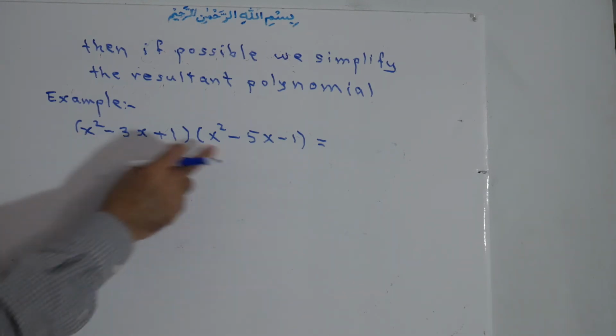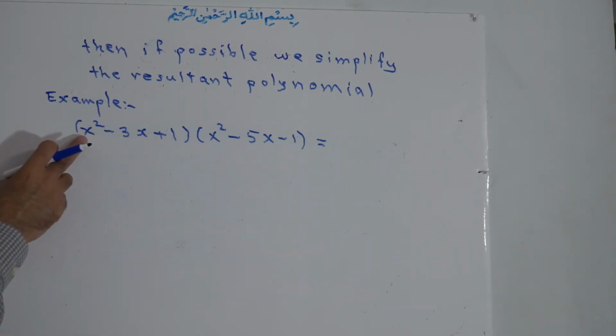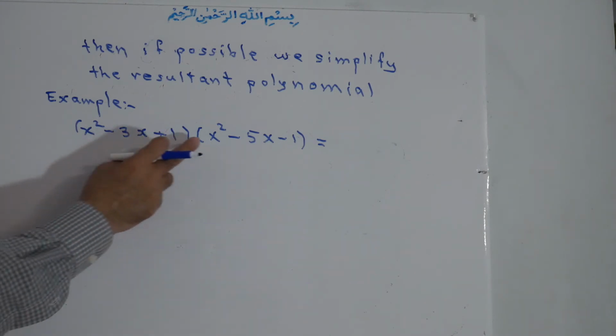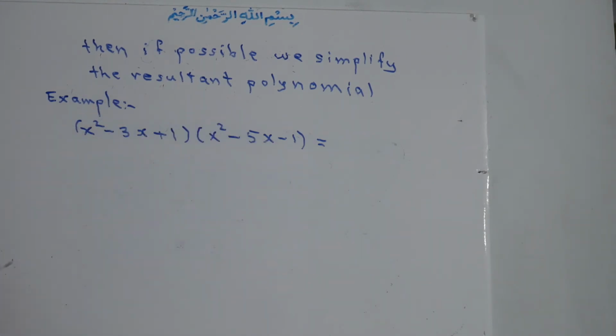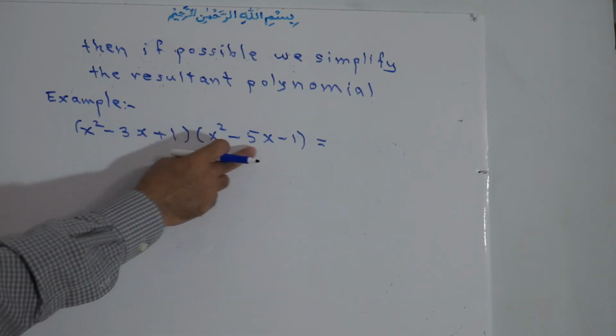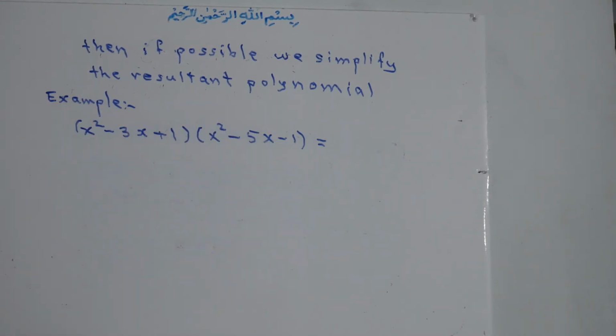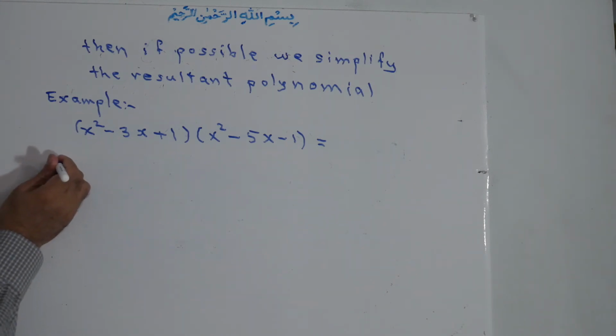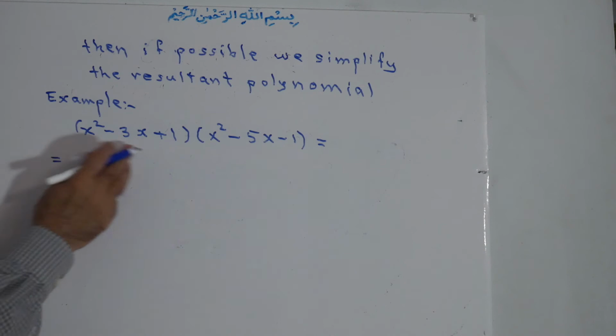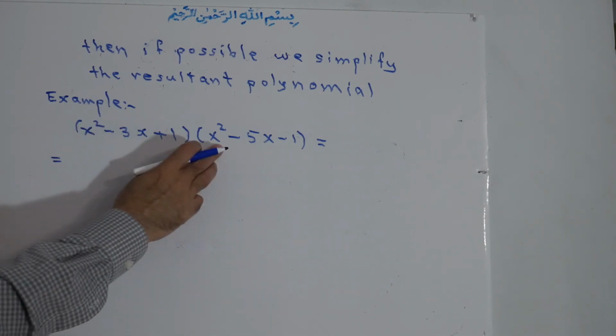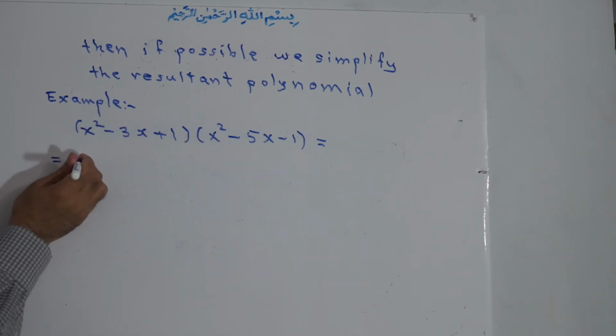with all of this. For example, we multiply the first term x squared by this one, this one, this one, and then the second term by this, this, this, and then the third term by all the terms. Then if possible, we simplify. It's equal to x squared times x to the power of 2, which is x to the power of 4.